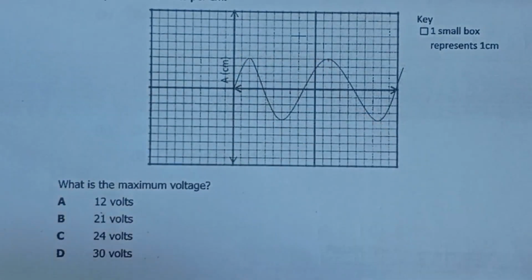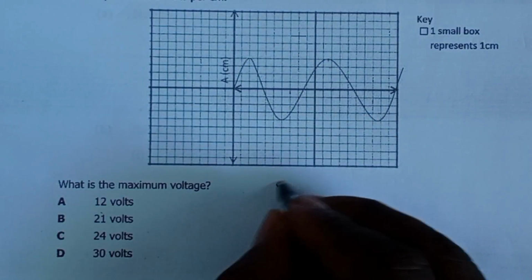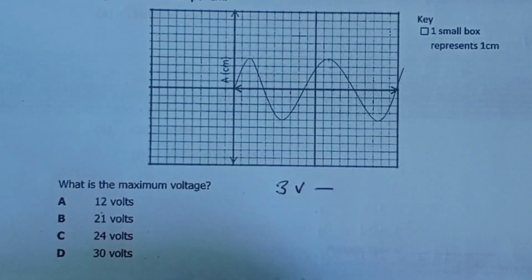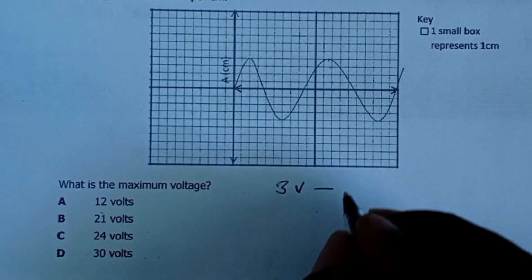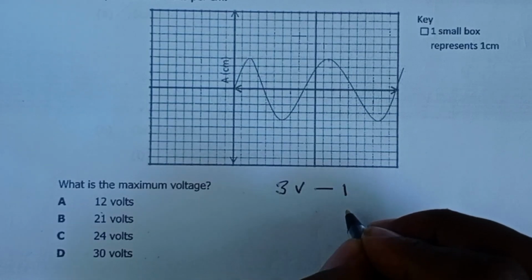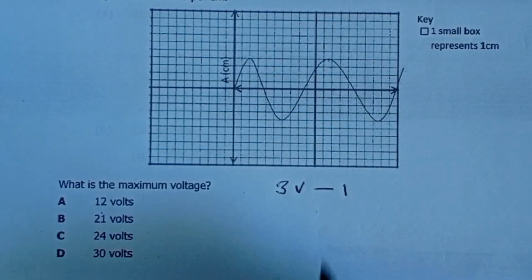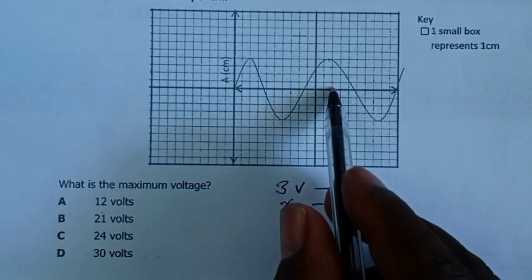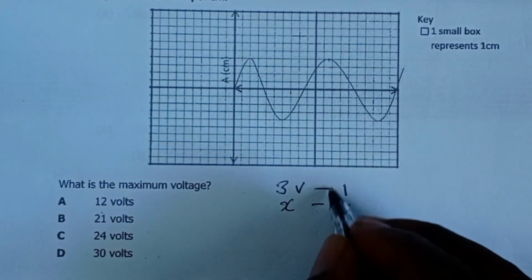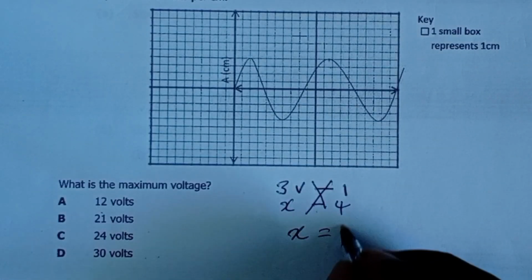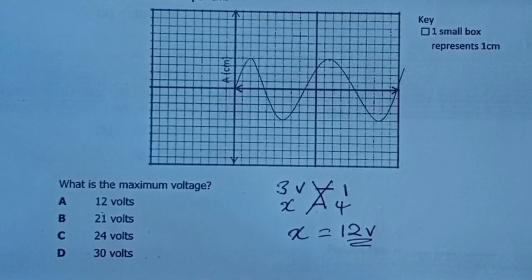So here they are saying that it is 3 volts per centimeter. So it is 3 volts per one box, which is 1 centimeter. Now what is the maximum voltage per how many boxes here? 4. So there you cross multiply. X times 1 is X. 3 times 4, we have 12 volts. So the answer is A.